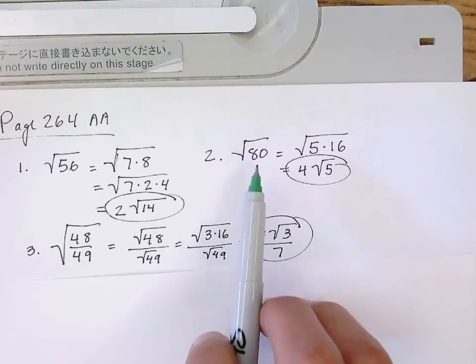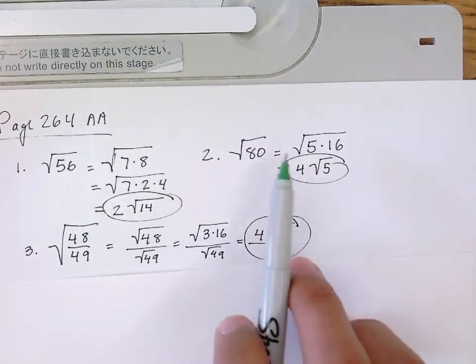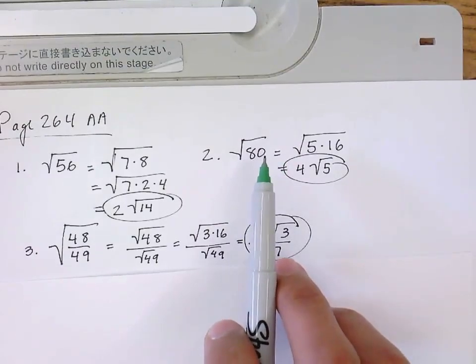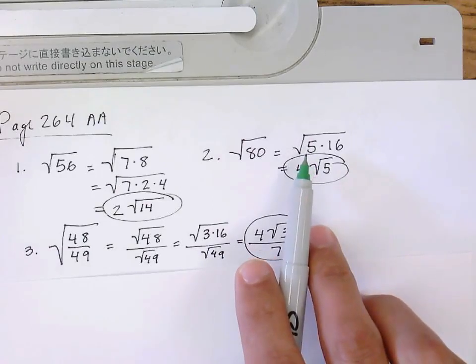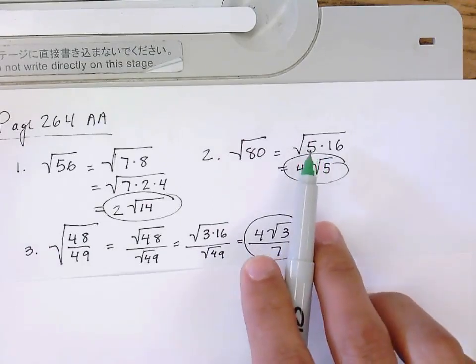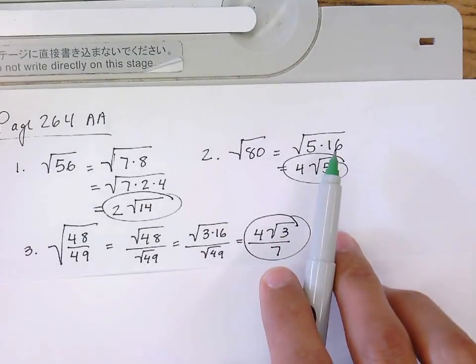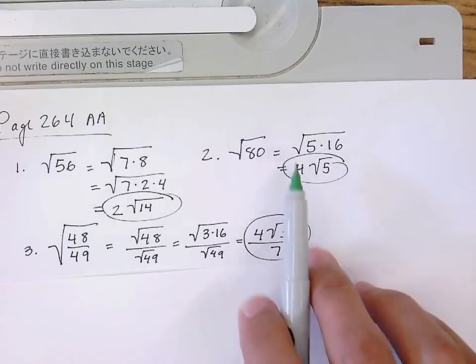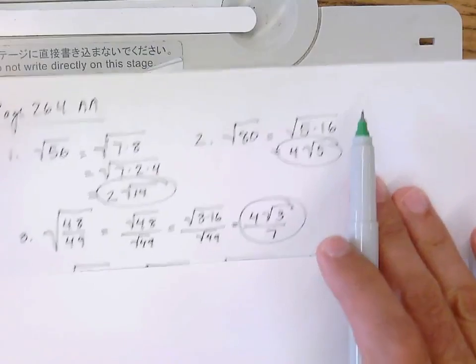Let's look at number 2, which has a radical of root 80. In this case, I could have chosen 8 and 10, 2 and 40, all kinds of factors. I chose, and this isn't the only right selection, but it's the one that I decide to work with, the root of 5 times 16. Why did I choose 16? Because it's a square number. The square root of 16 is 4, which leaves me with a 5 under the radical sign.